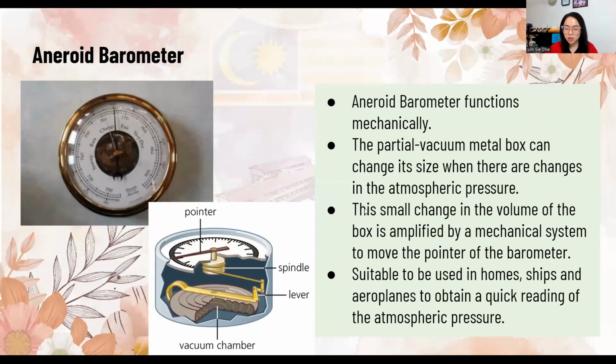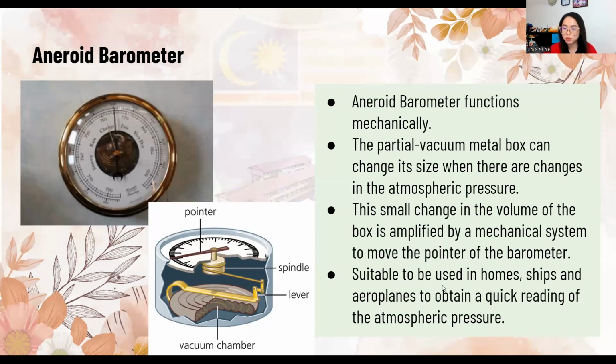Okay, so the small change in the volume of the box is amplified by a mechanical system to move the pointer of the barometer, like how I explained just now what happened inside. That small change will cause this lever, this spindle, to move. So that movement will cause the change of the pointer. So that's how they detect and measure the atmospheric pressure.